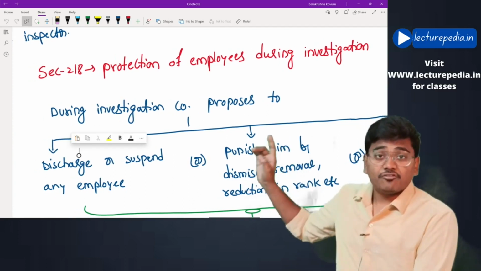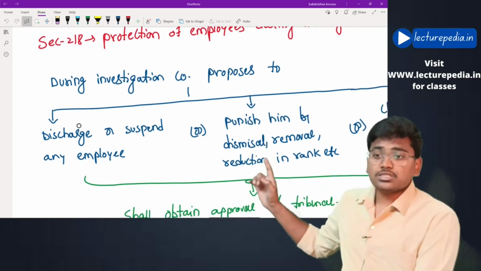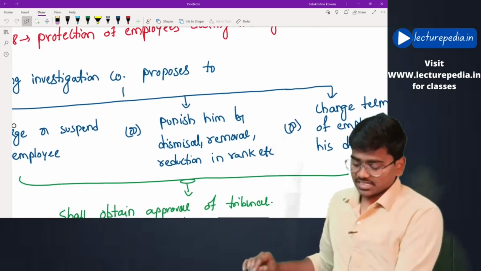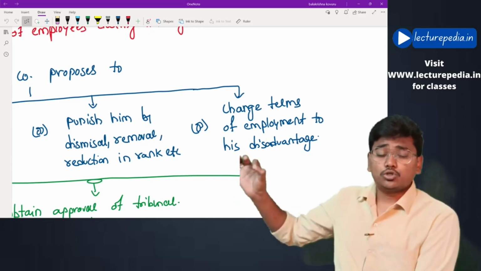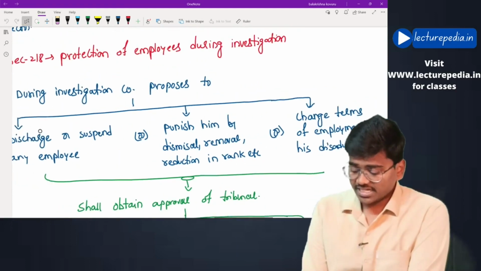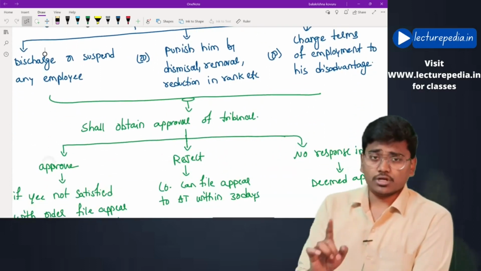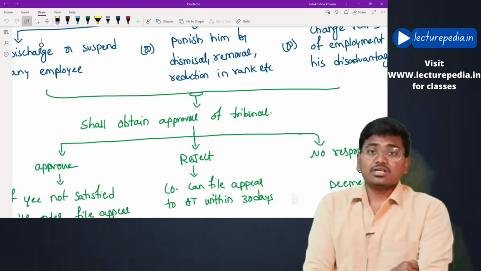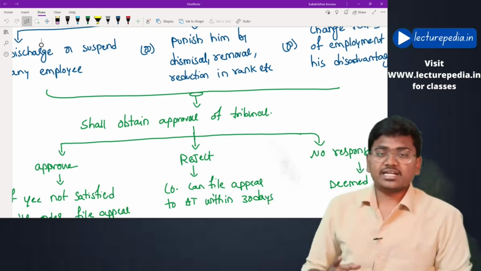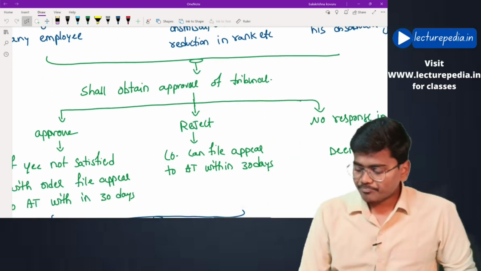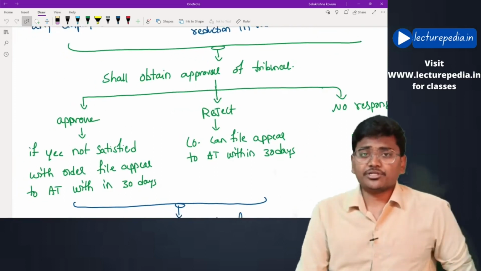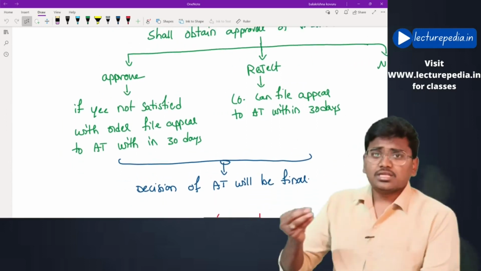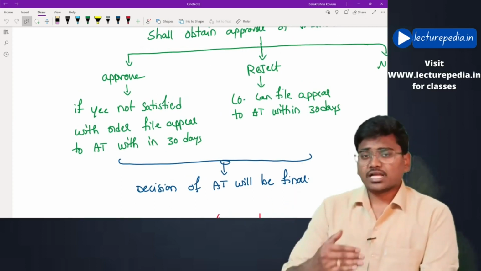During investigation, if the company proposes to discharge or suspend any employee or punish him by dismissal, removal, reduction in rank, etc., or change terms of employment to his disadvantage, then it has to first take the prior approval of the tribunal. Only after obtaining approval of the tribunal can the company take any of these three actions. Once the application is filed with the tribunal for permission, the tribunal can approve the application, and the company can remove such an employee or give any other punishment.